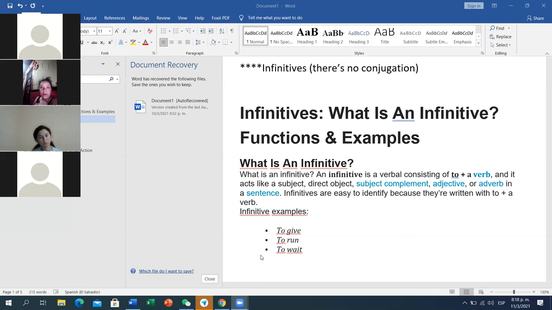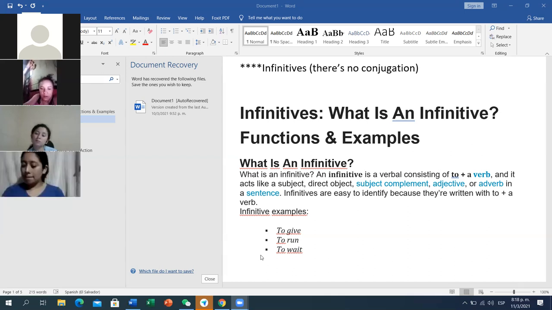Excellent, very good. Now, once again, I'm just going to read it with you guys. So what is an infinitive? It says, an infinitive is a verbal consisting of to plus a verb. I'm going to plus a verb, como lo mencionamos anteriormente. And it acts like a subject, a direct object, a subject complement, an adjective, or an adverb in a sentence. Esa es su función. Ahorita solo lo vamos a ver superficial.